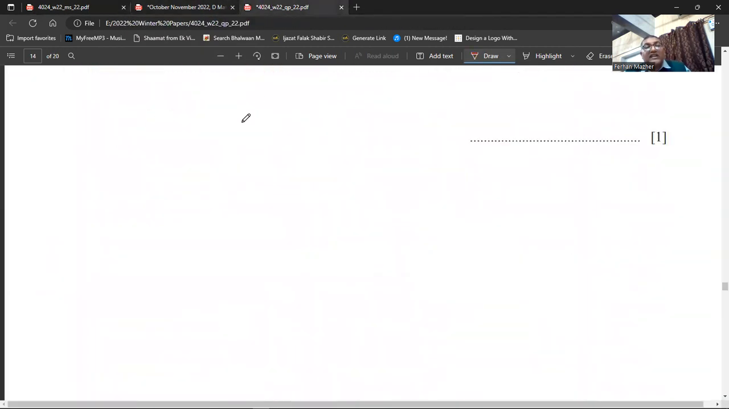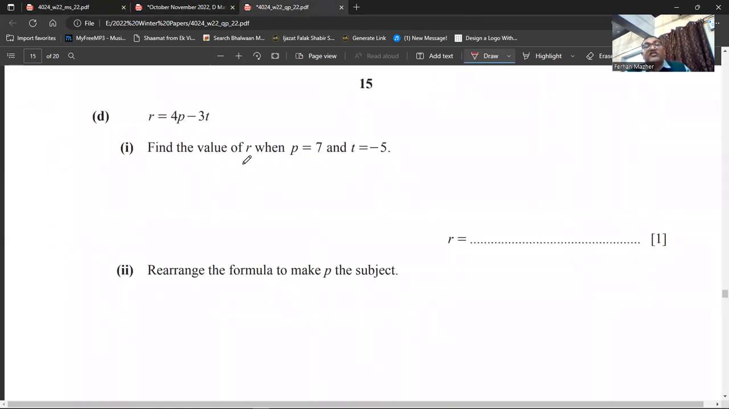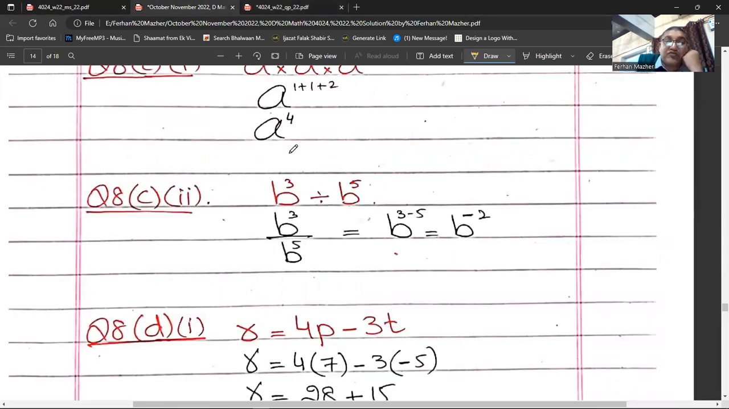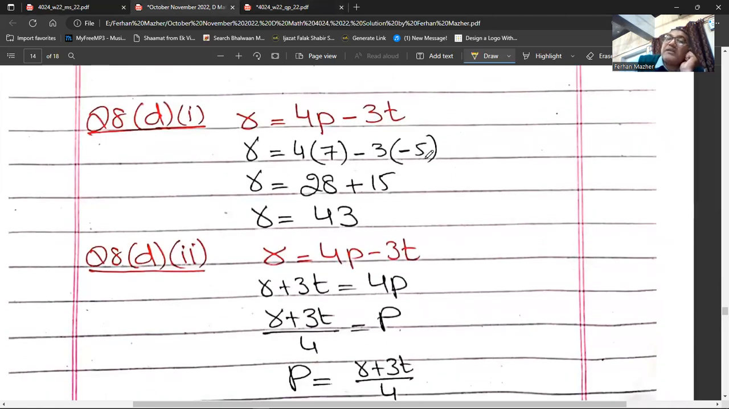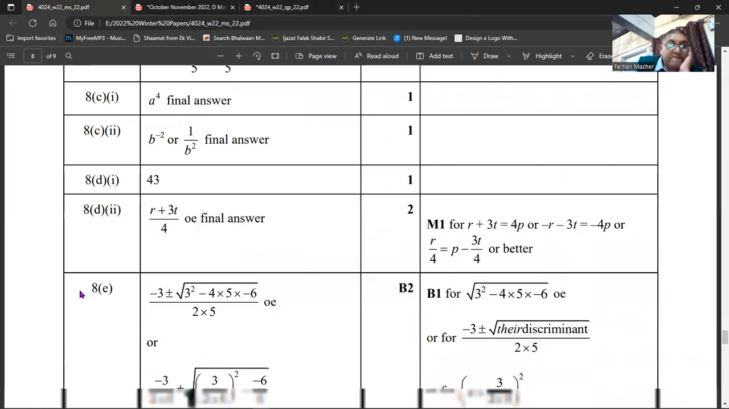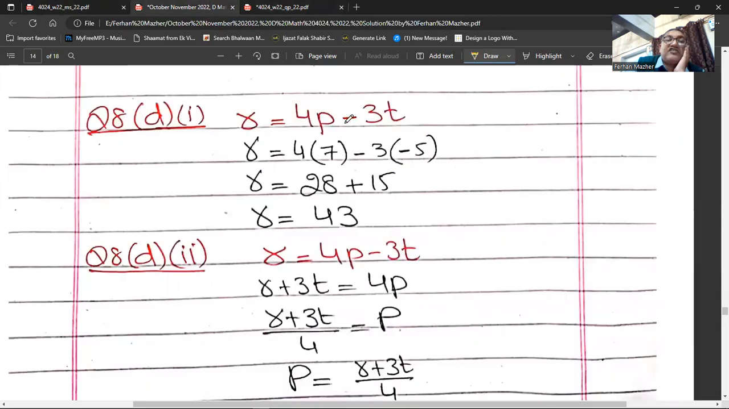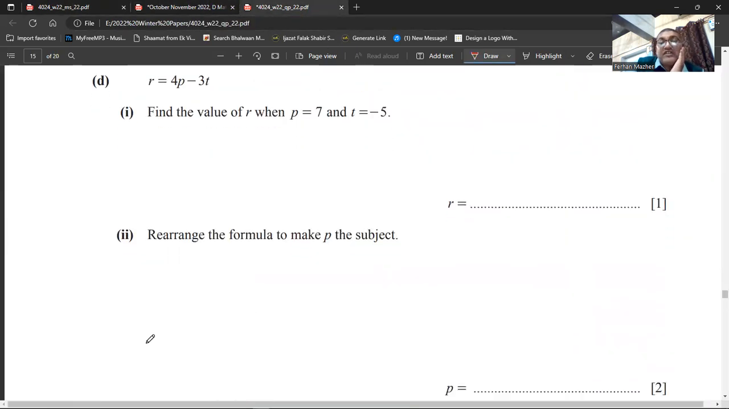Okay, now we are going to the next question, and it's question number 8, D part. He says R is equal to 4P minus 3T. Find the value of R when P is equal to 7 and T is equal to minus 5. Substitute 7 and minus 5 respectively. So you will have R equals 4 multiplied by 7 minus 3 multiplied by minus 5. 28 plus 15, that will be 43. You can see 43 is the right answer. This is the solution. Second part of the D part, he says rearrange the formula to make P the subject.